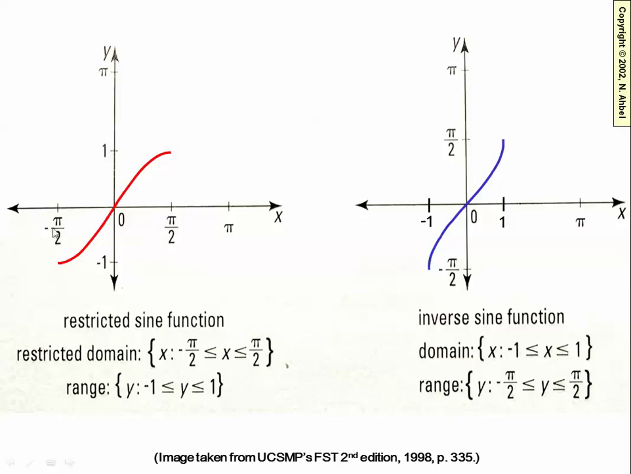So here's a picture with the two side by side. The restricted domain here becomes the range here, and the range here becomes the domain. They both go through 0, 0, but for instance, y equals the sine of x on the restricted domain goes through pi over 2 comma 1. So this function must go through 1 comma pi over 2 and so forth.